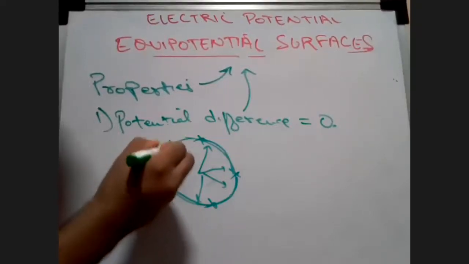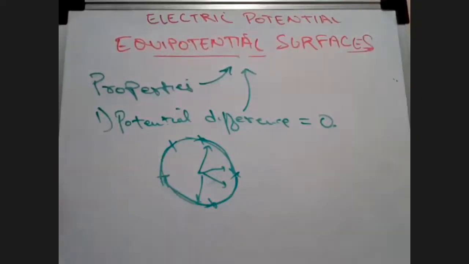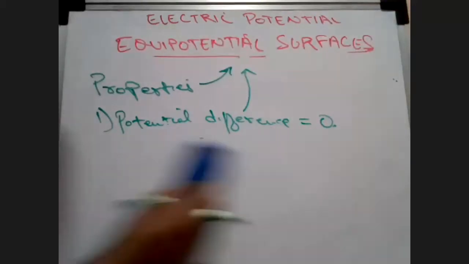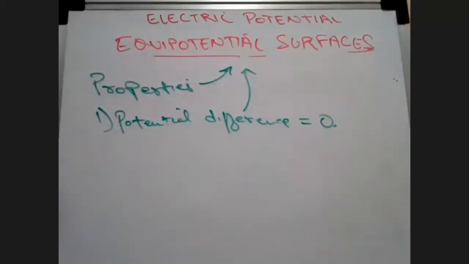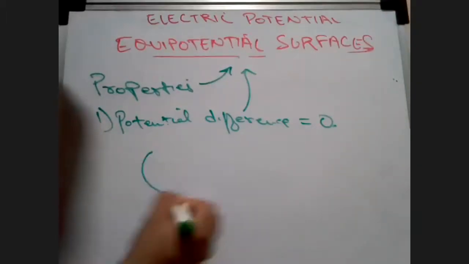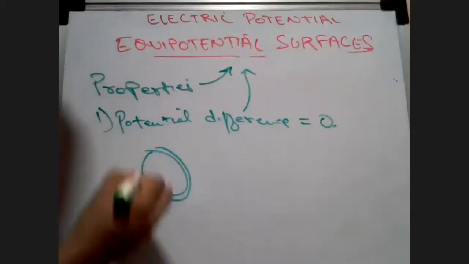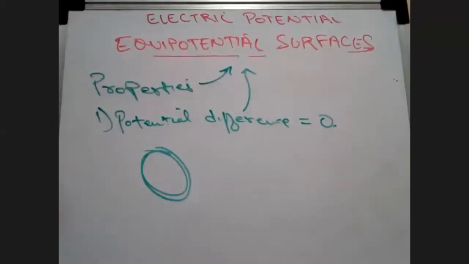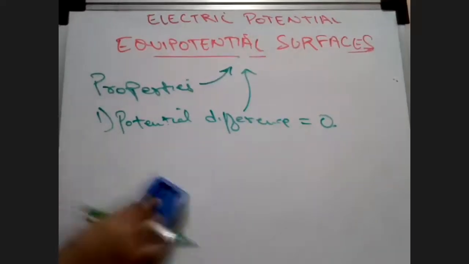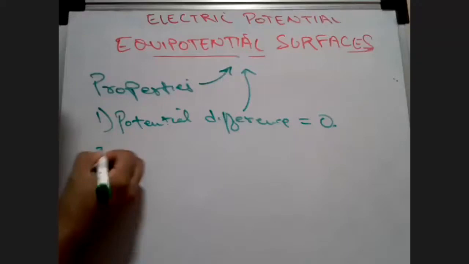Okay, that is the first property. Now, what else can we say? Potential difference is 0, that's what we learned. Second thing, if I take a test charge on this and move it from any point to any point, what will my work done be equal to? 0. Yes, so my work done also will be equal to 0.